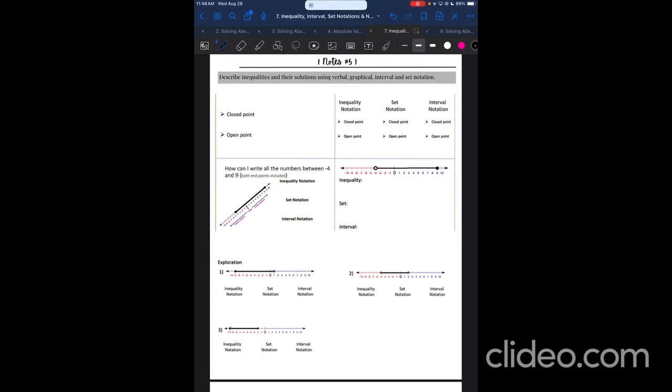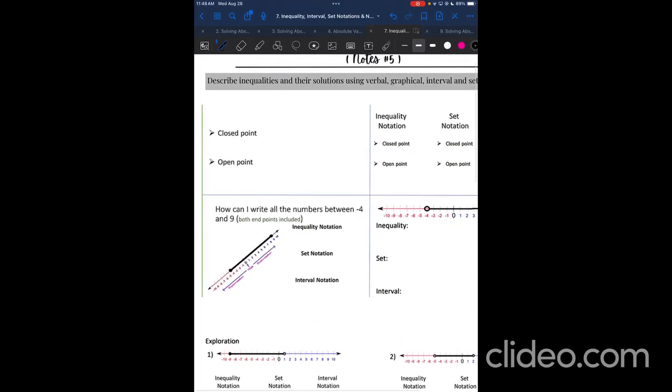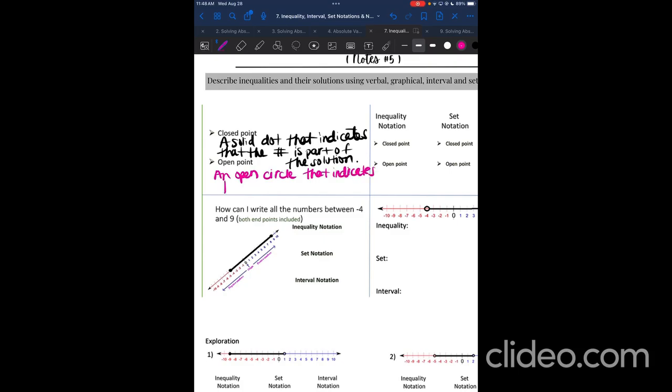So just a few things with closed points. If you see a closed point on a number line, this is a solid dot that indicates that the number that it's on is part of the solution. And then if you see an open point, that is an open circle on a number line, that indicates that the number is not part of the solution.